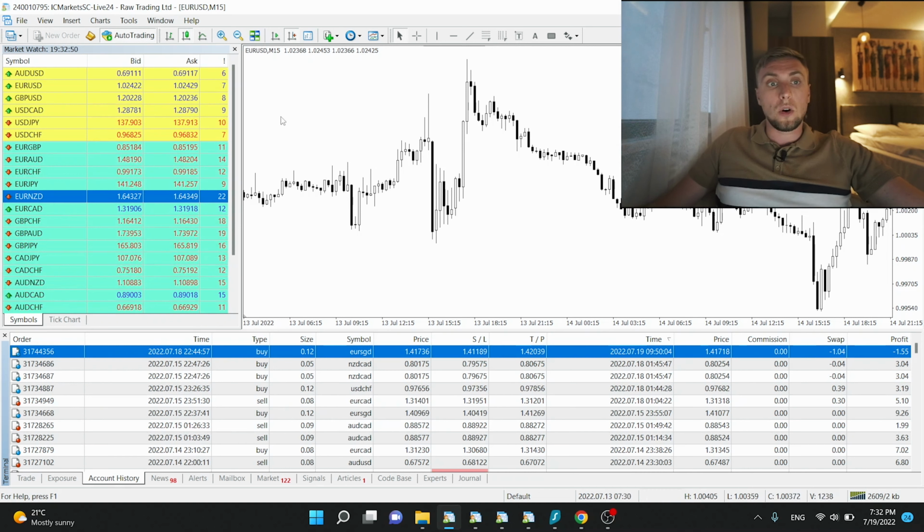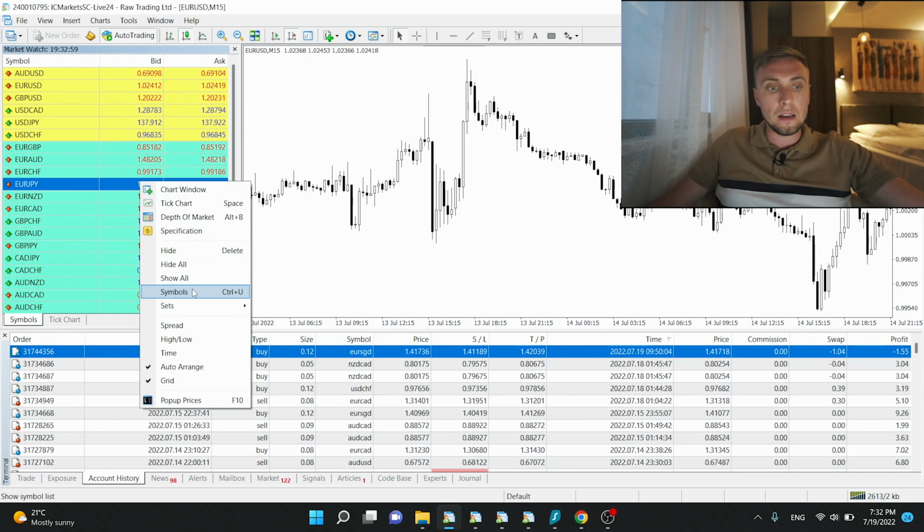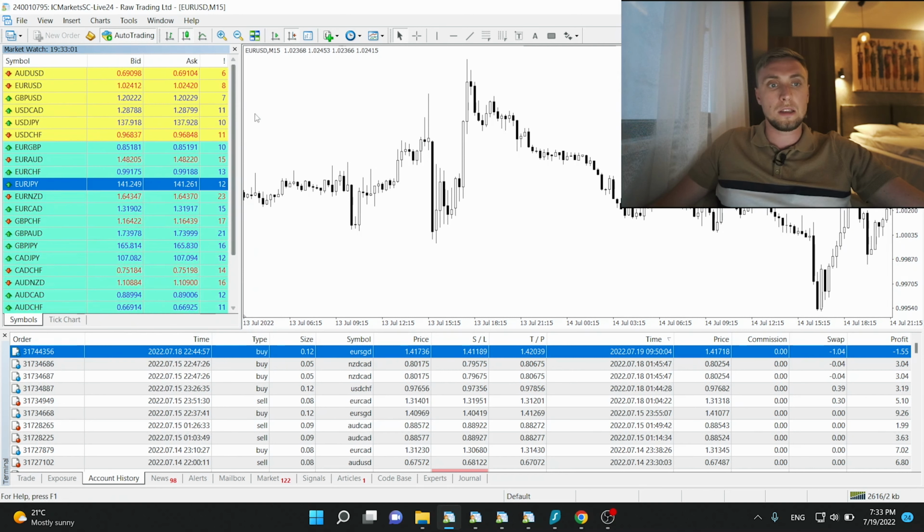If we are using MT4 and MT5, you need to right-click with your mouse and you can choose these spreads, and I highly recommend everyone enable the spread display.